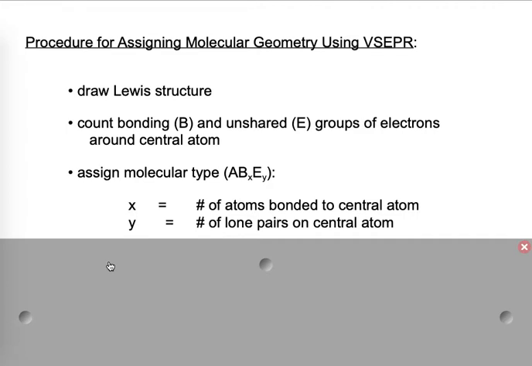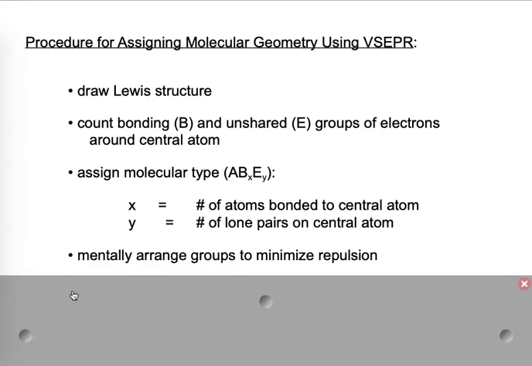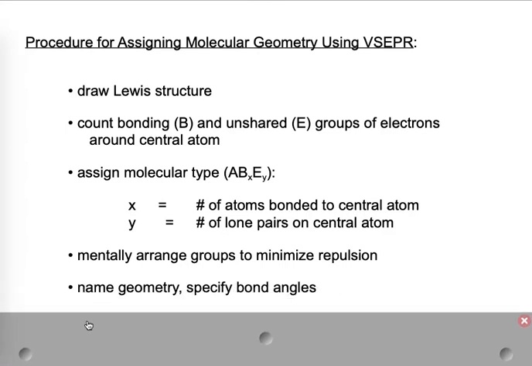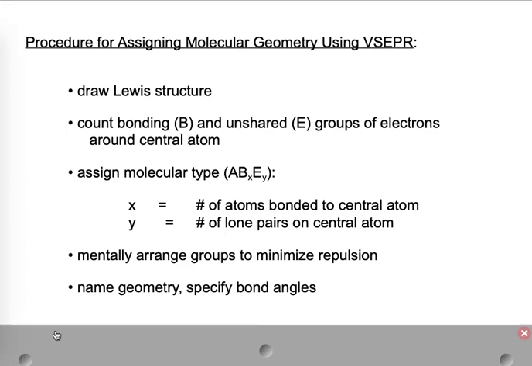So once you've determined how many bonded atoms there are and how many lone pairs there are, you mentally arrange those groups in such a way as to minimize repulsion between the negatively charged electrons. And then once you've done that, you simply name the geometry and specify the bond angles. As you will see this year, we will only deal with 6 different molecular types, which have 5 different names. There are fewer names than types because 2 of the types are very similar and they share the same name.